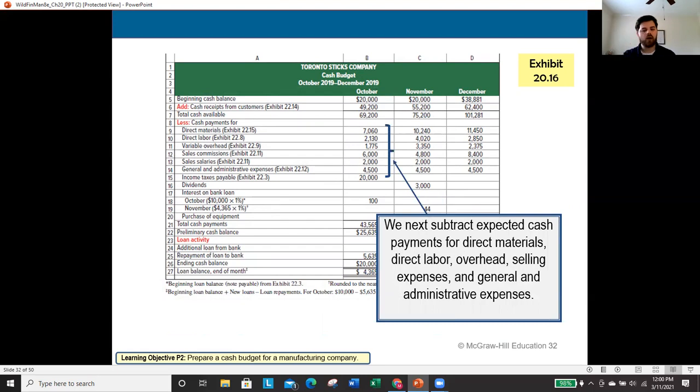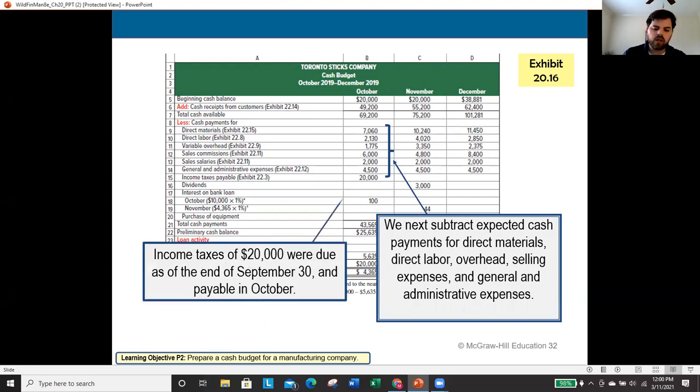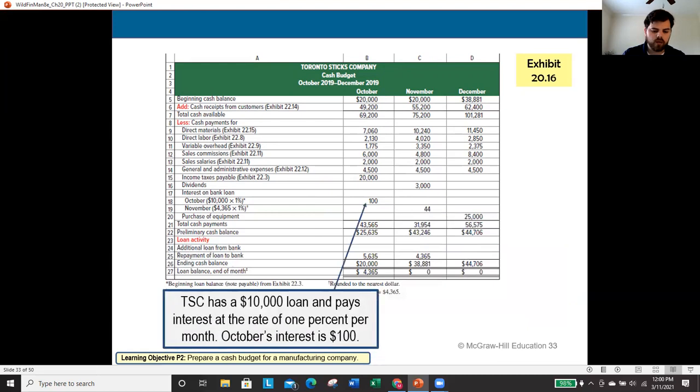So now we need to take out all those cash payments that were expected. So we saw that we had to pay cash for direct materials, labor, variable overhead. We then saw that we were paying cash for my sales commissions, for my sales salaries, for those general and admin expenses, and of course, for that income tax. So that income tax is now being paid. You'll notice in the month of October that there were no dividends actually paid. So we don't have to deal with that at all.